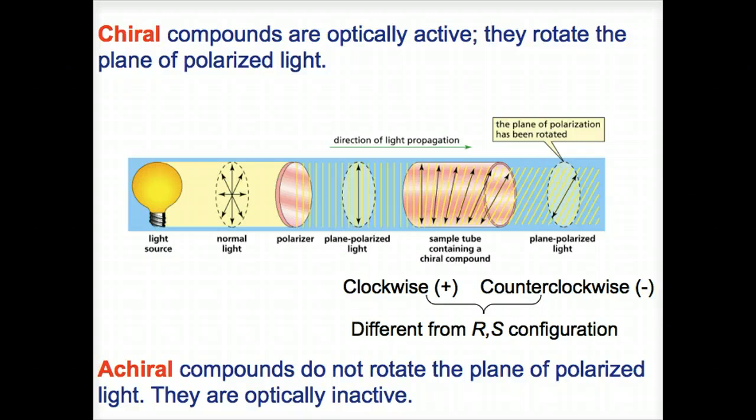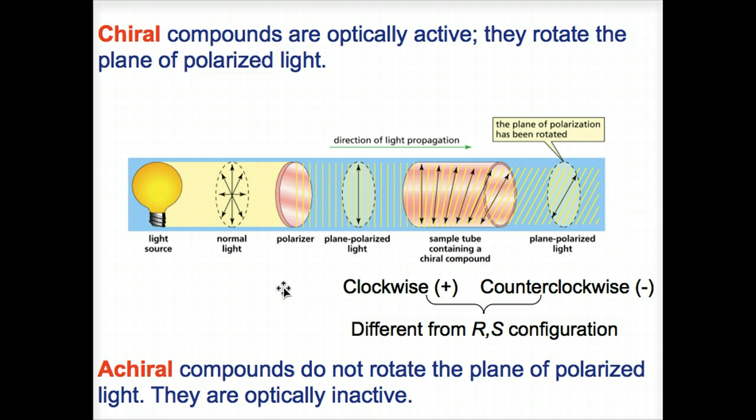Okay, chiral compounds are optically active. They rotate the plane of polarized light. Normal light oscillates in a wave-like manner in all directions, as you can see right here with normal light. Notice, in all directions. Plane polarized light, which is right here, oscillates in a single plane.